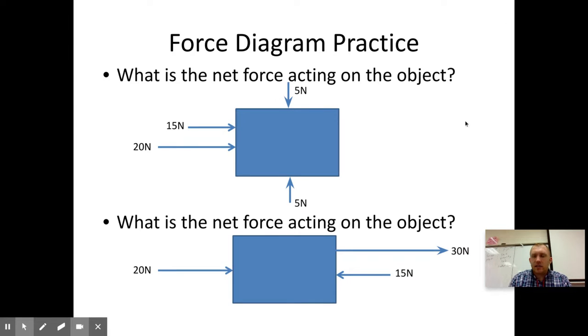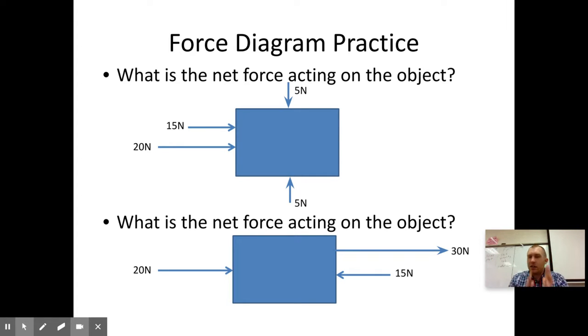So on these ones, you can do it on your own. Pause the video right now if you want to, but I'll walk through it really quick. The first object, the top one, we've got 2 5-Newton forces acting in the vertical direction. So there's no change in movement in the vertical direction. But you have a 15 Newton and a 20 Newton heading to the right. Those add together for 35 Newtons of force. This object would be accelerating to the right.